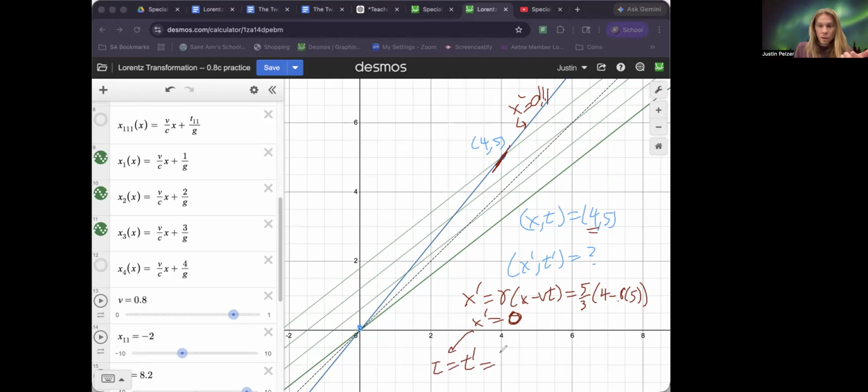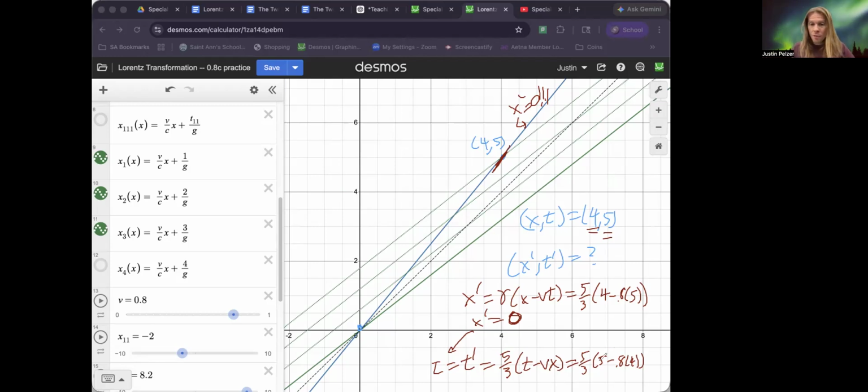But let's see if the Lorentz transformation works. 5/3 times t minus vx, careful, it's backwards for the time one. 5/3 times, t is 5, minus 0.8 times 4. You can do that in your head. 0.8 times 4 is 3.2. 5 minus 3.2 is 1.8.